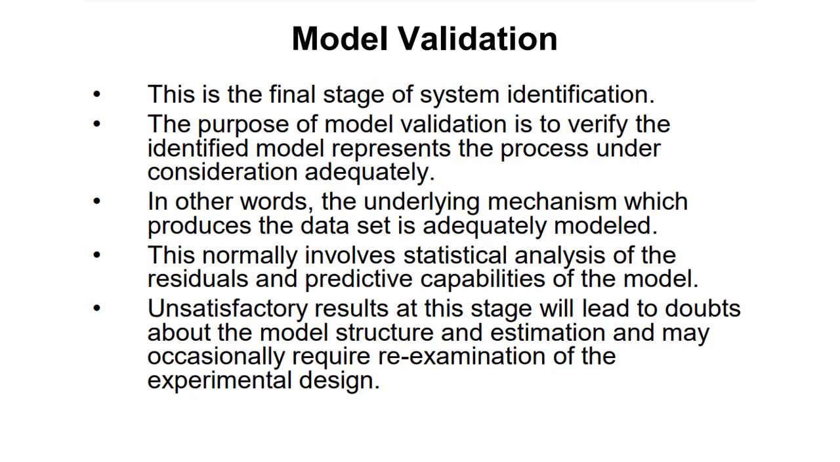And the final stage in system identification is model validation. The purpose of model validation is to verify whether the identified model that we get is accurate or not, right? Whether the model represents the process under consideration adequately. So in other words, the underlying mechanism which produces the data set is adequately modeled. This normally involves statistical analysis of the residuals and the predictive capability of the models, and an unsatisfactory result at this stage will lead to doubts about the model structure and estimation, and may occasionally require re-examination of the experimental design. So it involves a statistical analysis in order for us to validate the models.